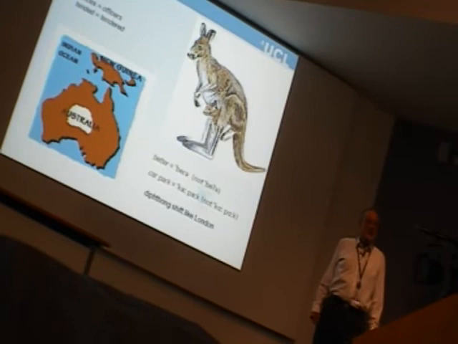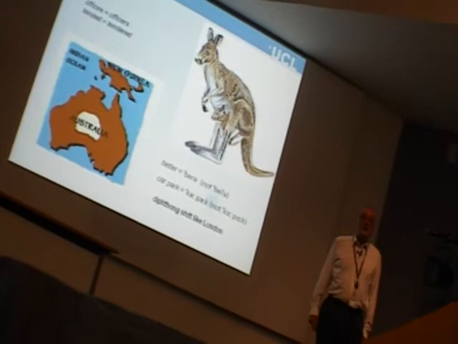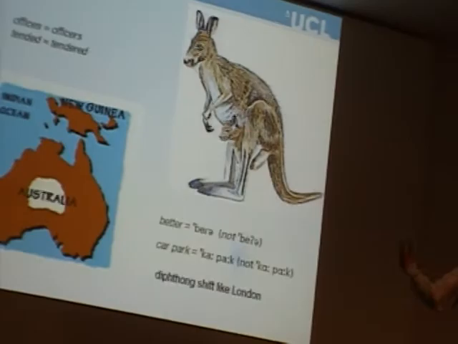Front vowel in R, so Australians tend to talk about a car bag rather than a car park, diphthong shift like London. That, I think, is it.